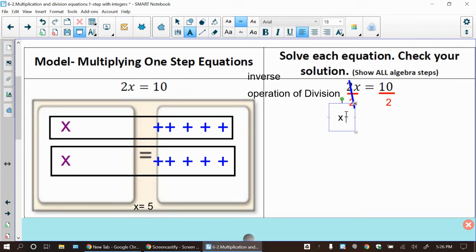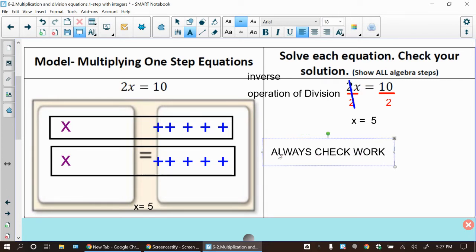And then what is x? x equals, we're just left with our equal sign. And what's 10 divided by 2? 5. Now, as always, remember, always check our work.